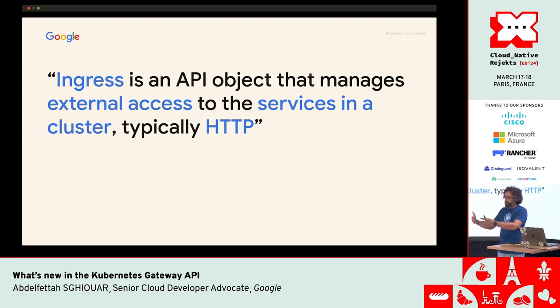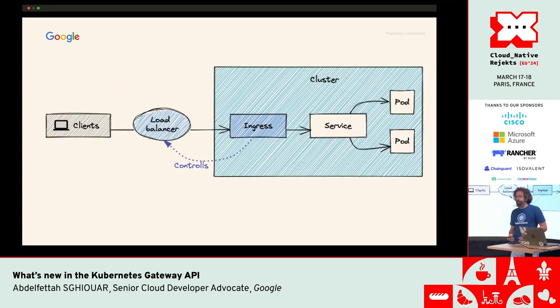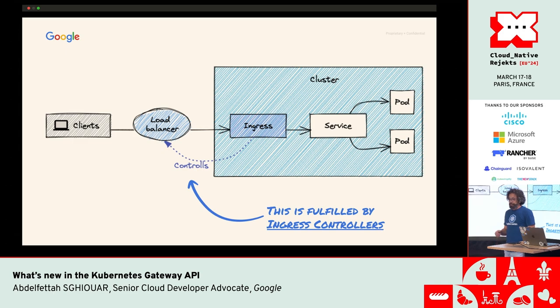They could be outside the cluster if you're using a cloud provider, or they could be inside the cluster if you're using something like Nginx or HA proxy. And typically, this is how people use the Ingress API, right? You deploy an Ingress object, you point it to a service, the service points to a bunch of pods, and then that provisions a load balancer. The integration between the Ingress and the load balancer is what we call the controller. So that's the Ingress controller.